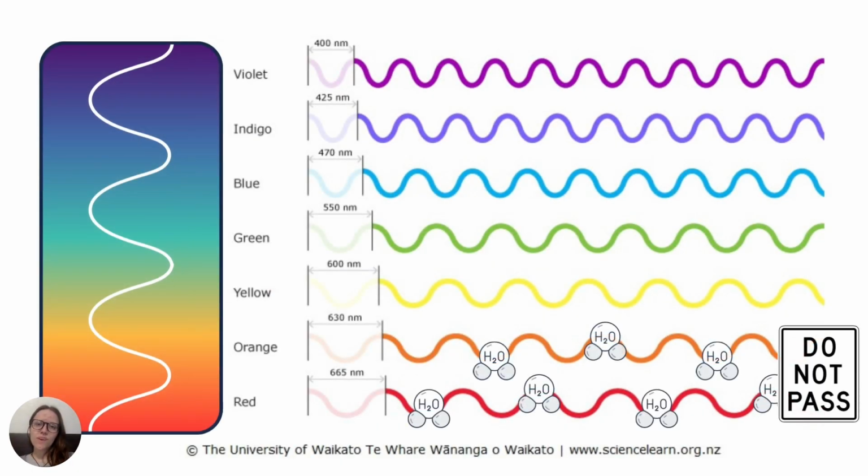To start, I want to talk about light and molecules, specifically water molecules. This chart is the visible light spectrum. At the top, you have violet, which has a high frequency, and at the bottom, you have red, which has a low frequency. Frequency is the number of waves that cross a point in a certain amount of time. So violet light has a high frequency because it has a shorter wavelength, whereas red light has a lower frequency because it has a longer wavelength.